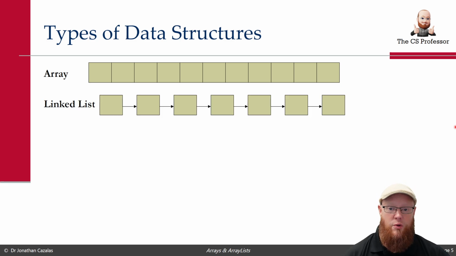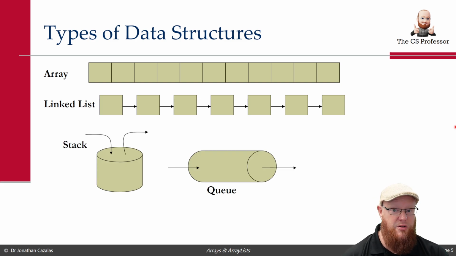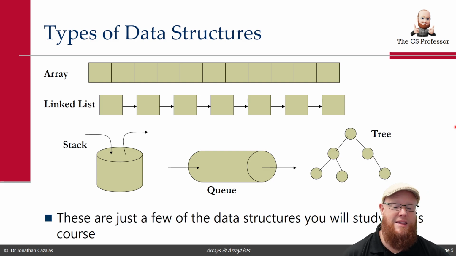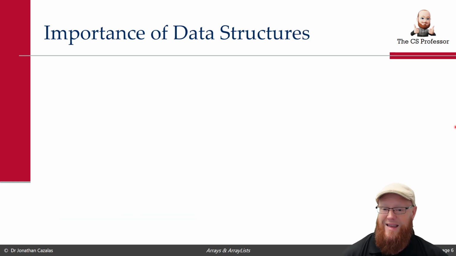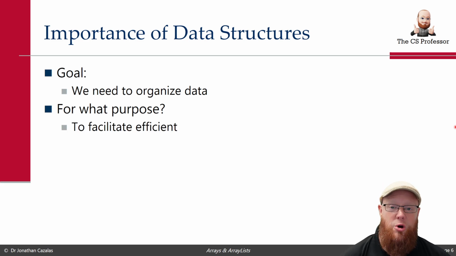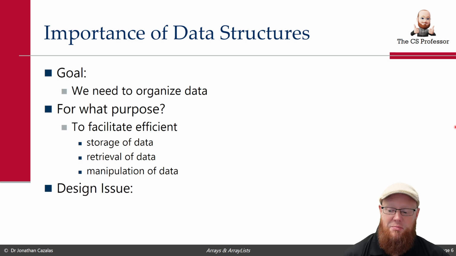Here we have a depiction of arrays. We're going to quickly, in a couple of weeks, make it to linked lists. We have stacks and queues, our other data structures we're going to visit. We're even going to look at trees, heaps, and even hash tables. These are just some of the data structures that we will cover in this course. What is the goal or the objective? We need to organize data, but for what purpose, towards what end, so that we can have efficient, and that is the word, efficient storage of data, retrieval of data, manipulation of data.